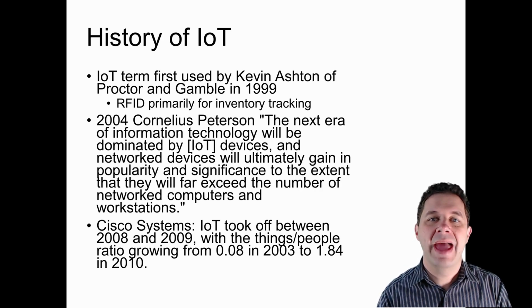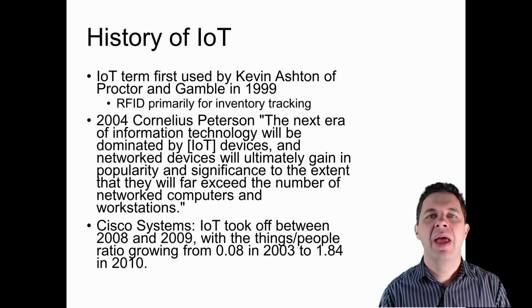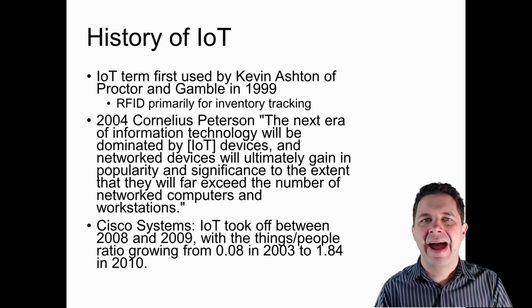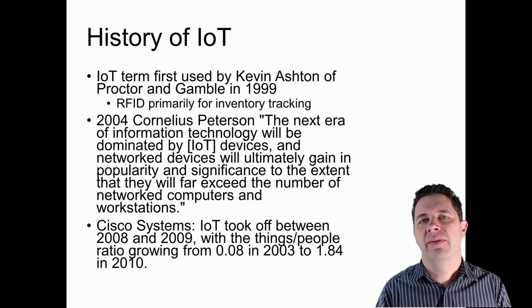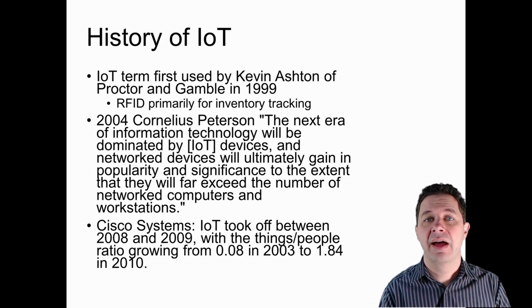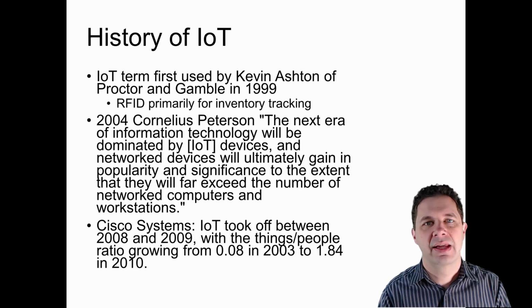Well, the term came about in 1999. Kevin Ashton was with Procter & Gamble, and he was proposing IoT specifically looking at RFID tags and using them for inventory tracking. And RFID tags and various tags like that are commonly used for inventory tracking, along with barcodes and other things like that as well.